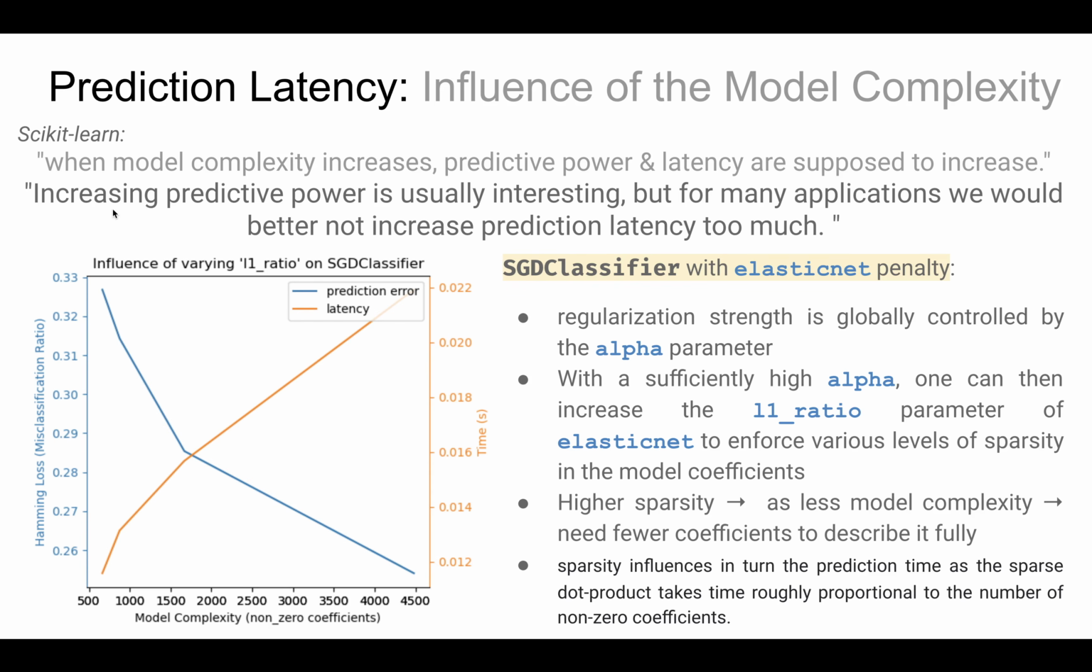And according to the docs here, increasing predictive power is usually interesting, but for many applications, it would be better not to increase the prediction latency. So we want to sacrifice prediction latency for higher accuracy. That's a decision that needs to be made.